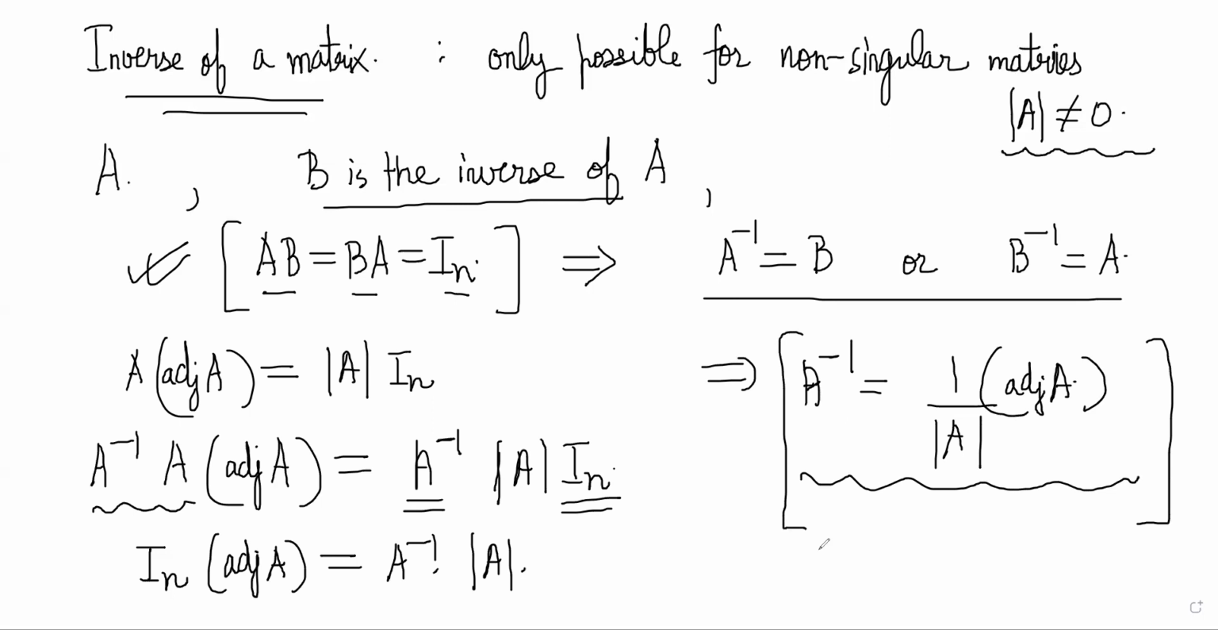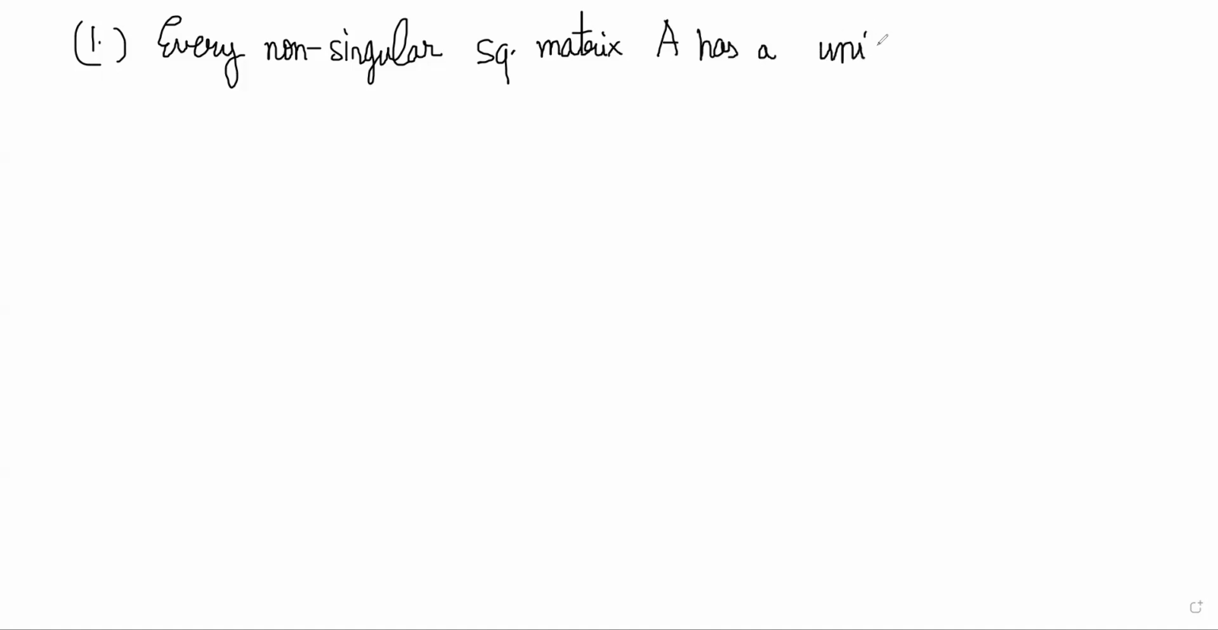Now, there are several properties of inverses that you need to know. Every non-singular square matrix A has a unique inverse. Unique inverse means there will be only one particular inverse, not multiple inverses.